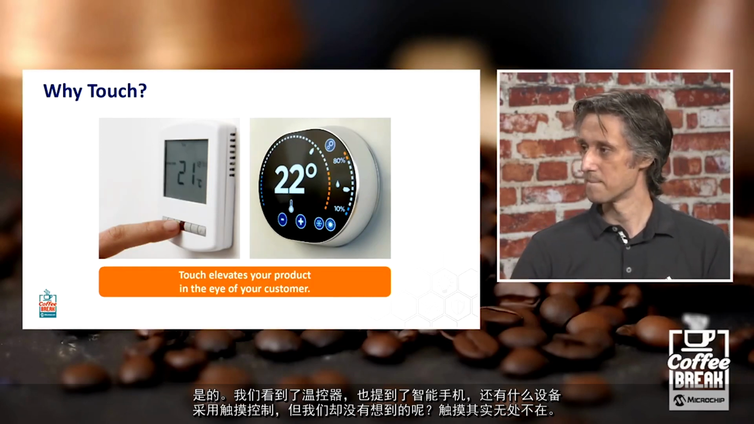So we've seen thermostats and we've mentioned smartphones. What other devices do we have touch in that we don't expect touch to be in? Because it's everywhere. It is. One good example would be you go to your car, and in many new modern cars, you just grab the door handle and the car by some magic unlocks itself. That magic is a key exchange between the car and your car key. Right. It's also Microchip powered, by the way.